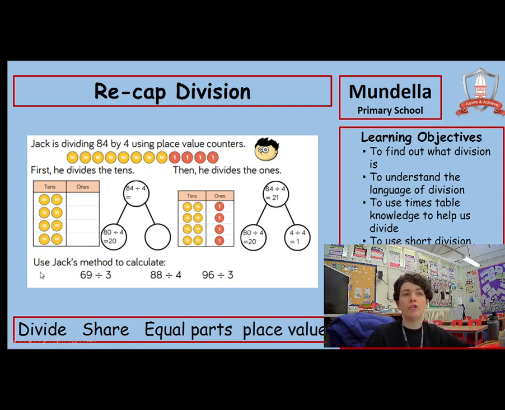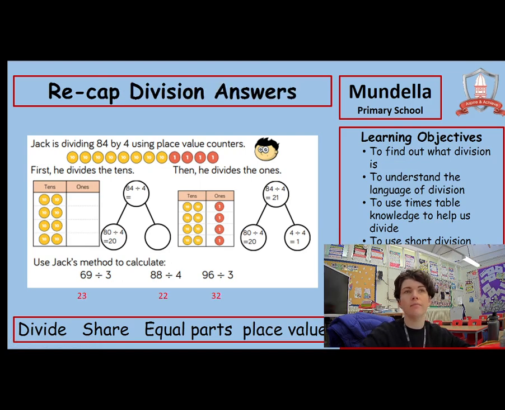I'd like you now to use Jack's method to calculate the following. So you're going to divide the 10s first, and then divide the ones. So use the example to help you. Pause the video now, off you go.